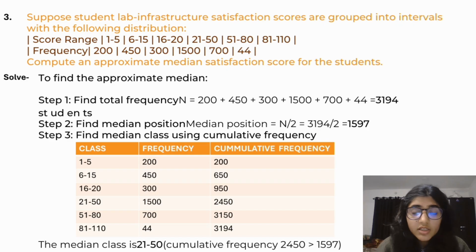So we get 3194 by 2 is equal to 1597. Now find the median class using cumulative frequency.